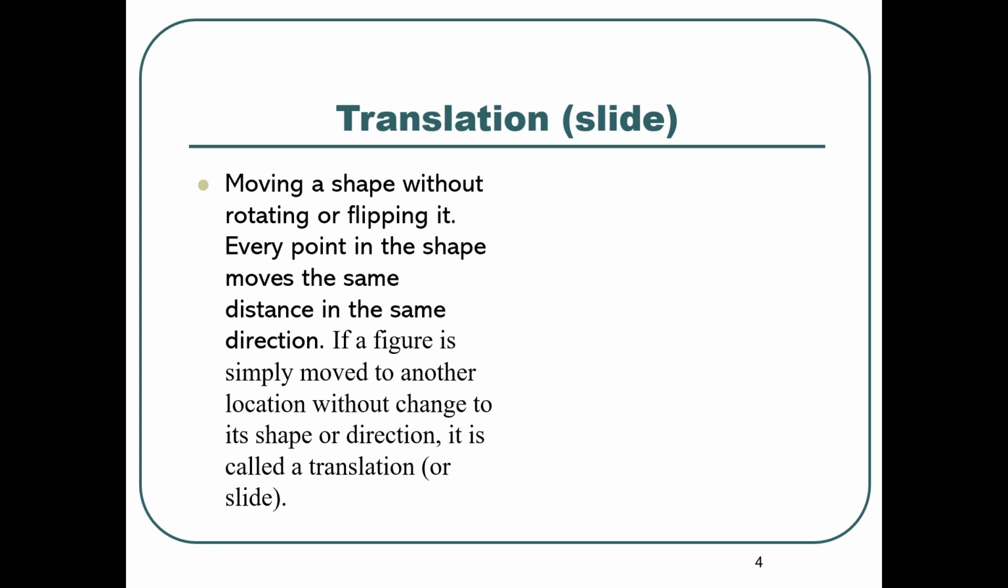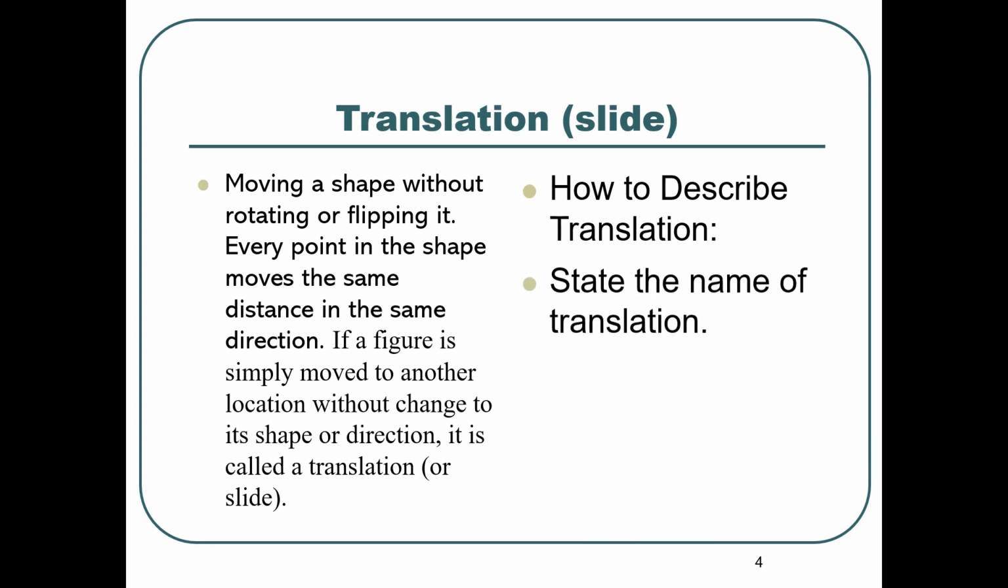Translation means slide. So, moving a shape without rotating or flipping it, every point in the shape moves the same distance in the same direction. If a figure is simply moved to another location without a change to its shape or direction, it is called translation or slide. How to describe translation?